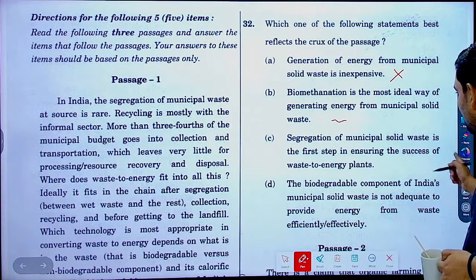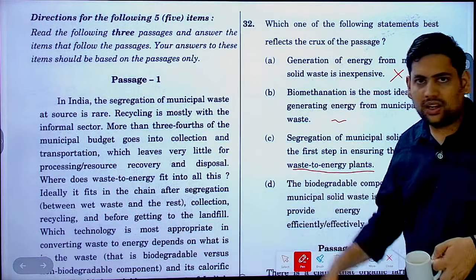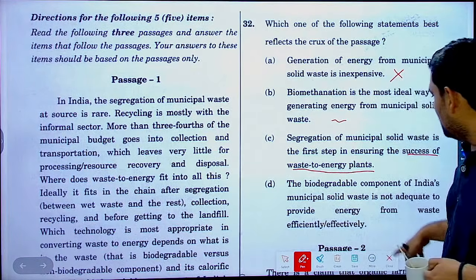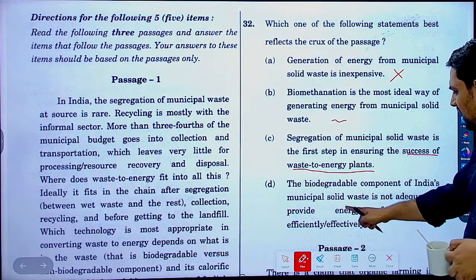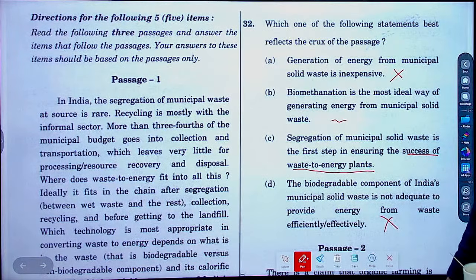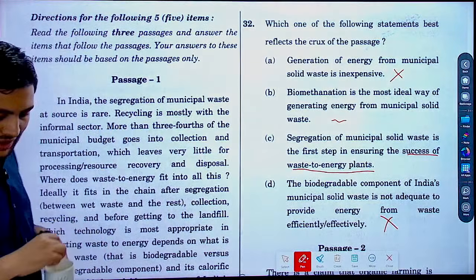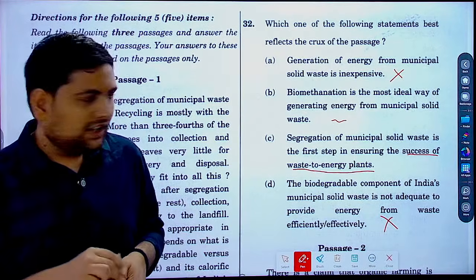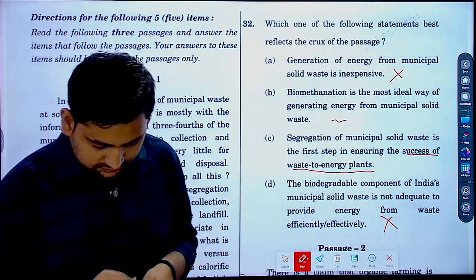Segregation of municipal solid waste is the first step in ensuring the success of waste to energy plants. And the last is the biodegradable component of India's municipal solid waste is not adequate to provide energy from waste efficiently or effectively. The passage does not mention this, that this is not sufficient. Now you have to choose between B and C.